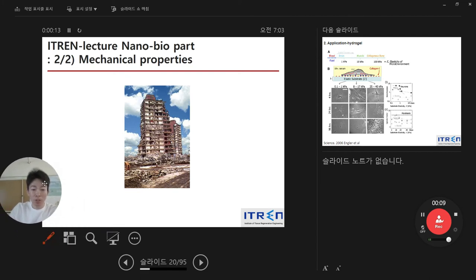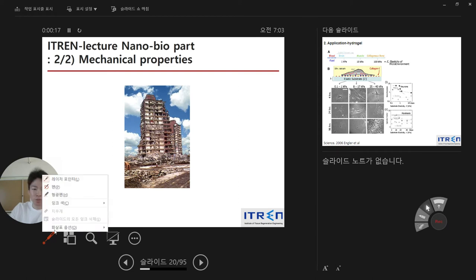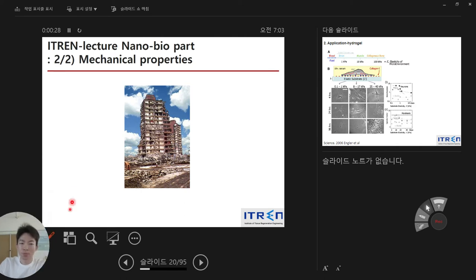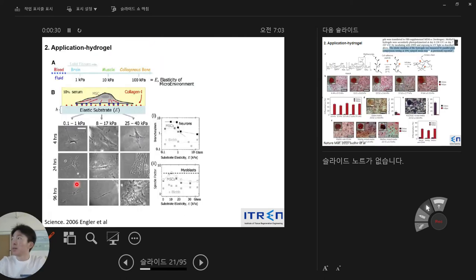Continuing from last week, today I'm going to present the mechanical properties of certain materials. To refresh your memory from last week, we tried to understand how you analyze stiffness from the instrument.